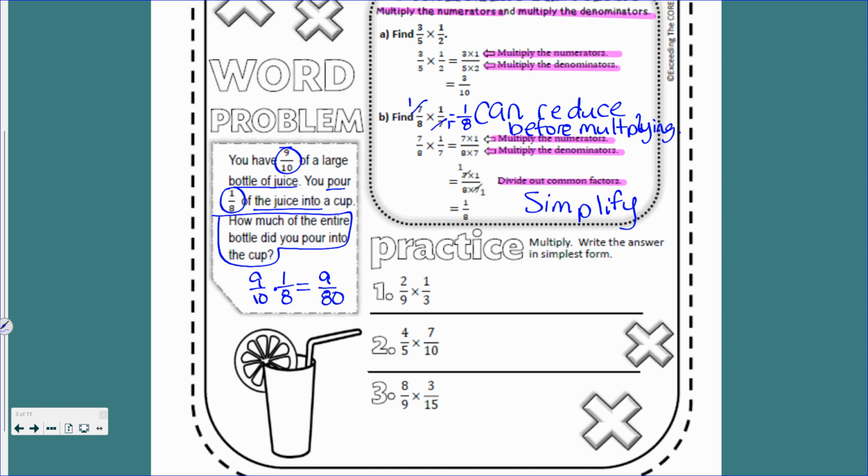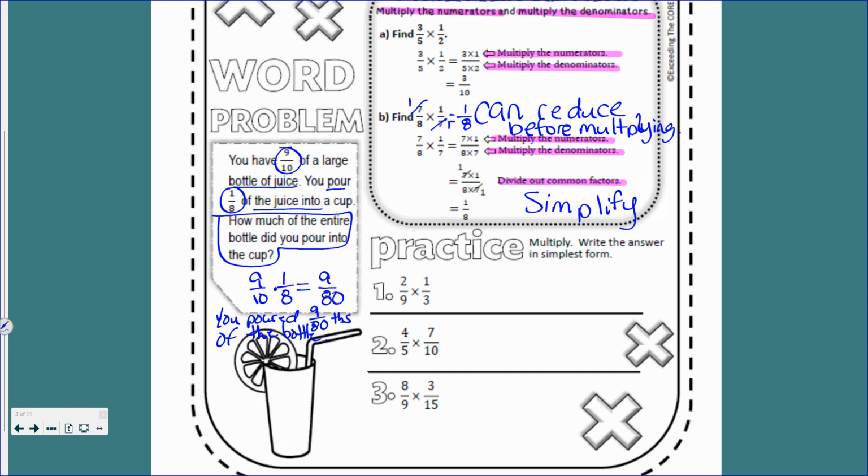Can I reduce by 2? 3, 4, 5, 7? No. So we are done. So you poured 9/80 of the bottle. It's a word problem and needs word answers. Any questions?